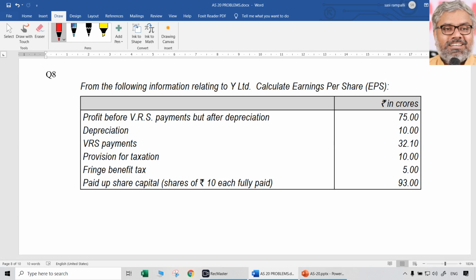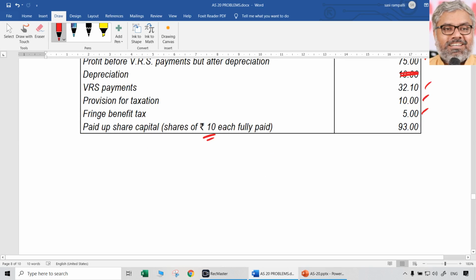Profit before VRS payments but after depreciation: 75 crores. Depreciation is given as 10 crores, which is not required because the profit is already calculated after depreciation. But VRS payments are 32.1 crores. Provision for taxation is 10, and fringe benefit tax, whatever taxes those are, they all have to be deducted. And paid up share capital is 93 crores of 10 rupees each. So we have to calculate basic EPS. This is more of an FM type question than an AS20 question.